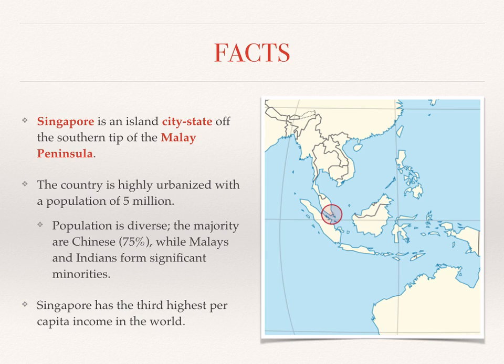Singapore is extremely wealthy. It's located near that Strait of Malacca, so it gets a lot of trade in its port, and a lot of banking and investment. It has the third highest per capita income in the world.